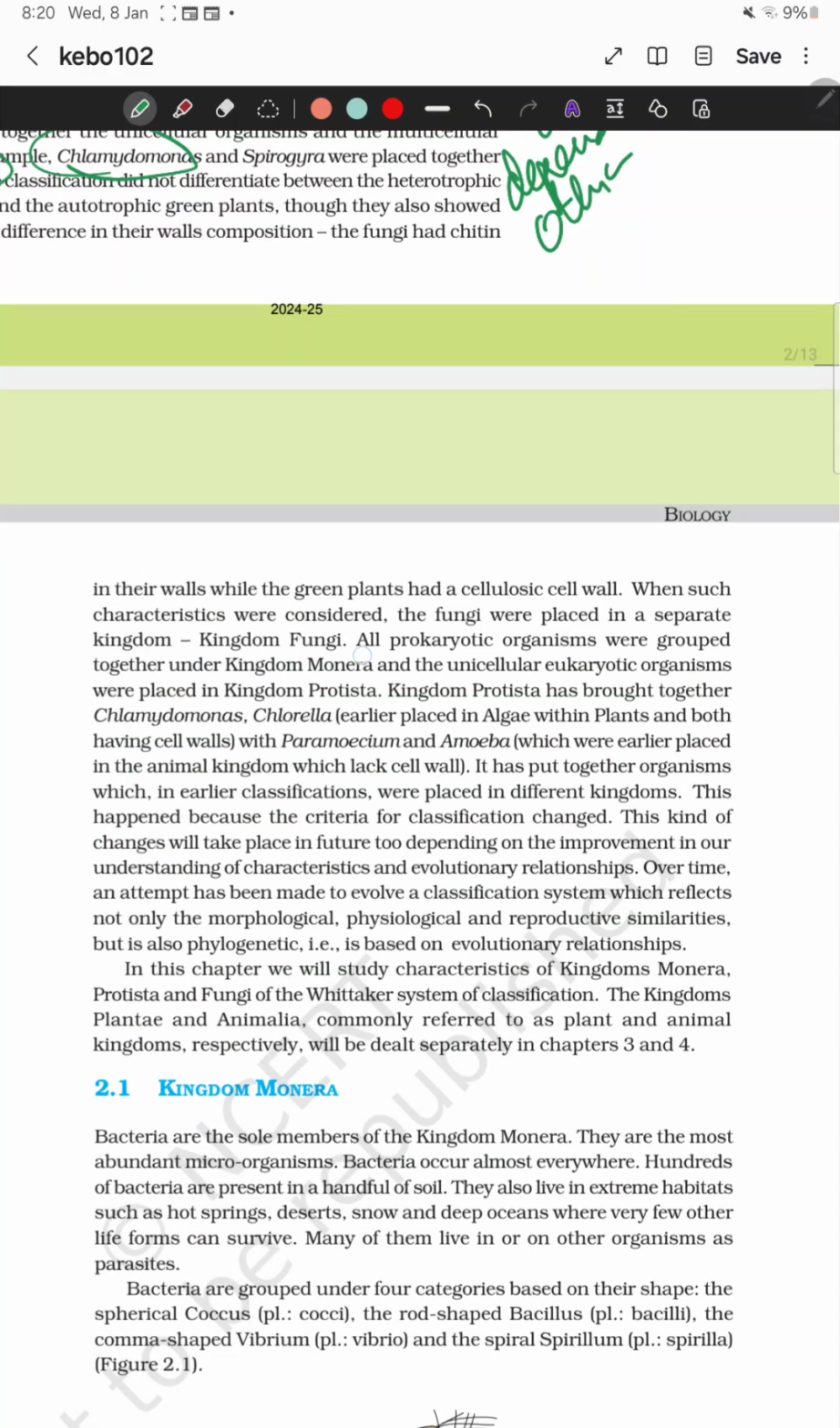So all prokaryotic organisms are placed under the group Monera, and unicellular eukaryotic organisms are placed under the Protista. Protista brings together Chlamydomonas and Chlorella, placed in the algae, with Paramecium and Amoeba, placed together in the animal group which lacks the cell wall.